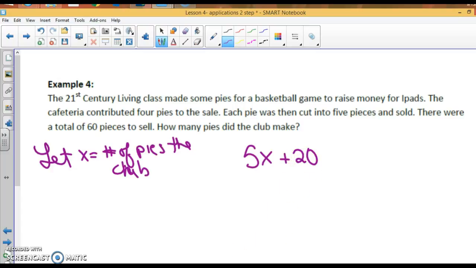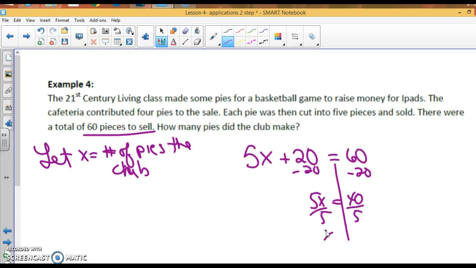And how many pieces did they sell? They had 60 pieces to sell. So you need to make sure that this is pieces. Subtract 20 from both sides, and I get 5x is 40. Divide both sides by 5. x is 8 pies.